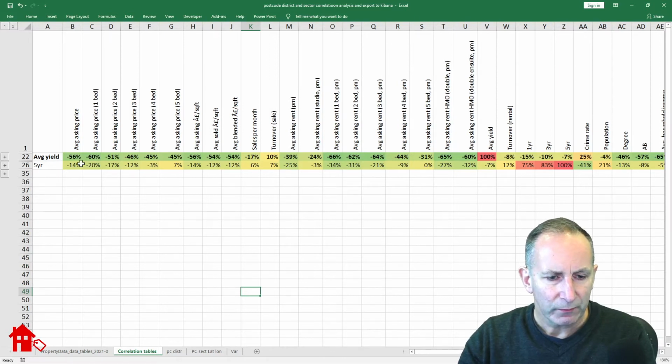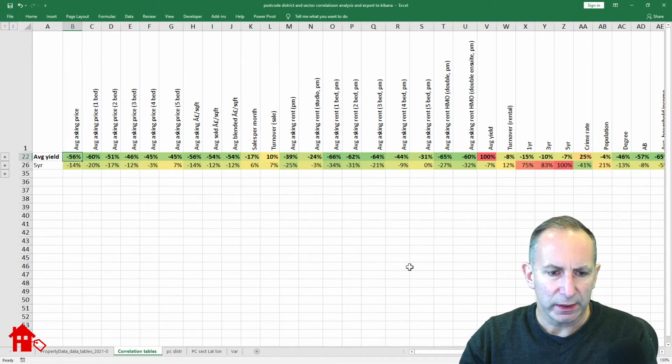But overall, what we see here is that obviously higher yield, lower average asking price. And we can see this across the board with different segments here, different number of bedrooms. And then if we look at some interesting things, if you have an area with a lot of sales turnover, i.e.